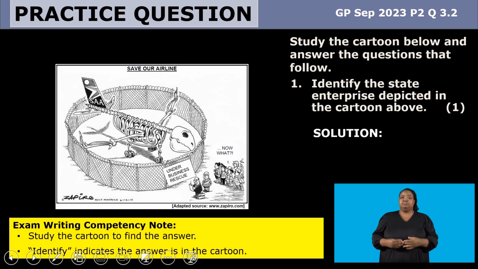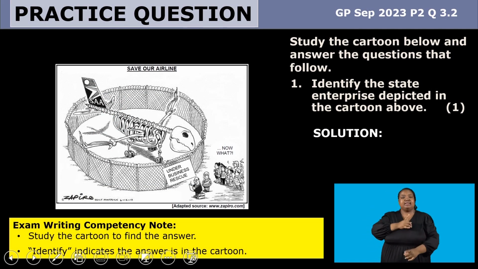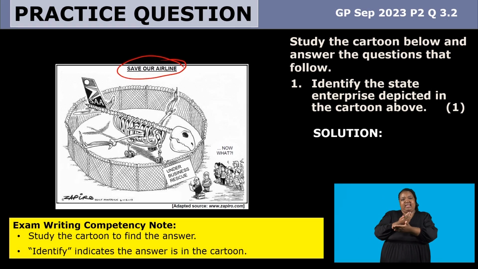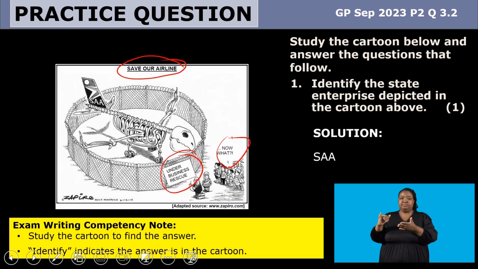Another question. Study the cartoon below and answer the questions that follow. Let's start. What do we have here? It says save our airline under businesses rescue. Now what? So let's see the question that we are asked based on this cartoon. Identify the state enterprise depicted in the cartoon above. That is SAA, South African Airways.